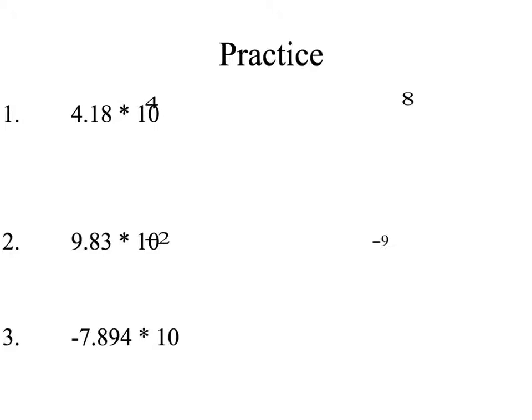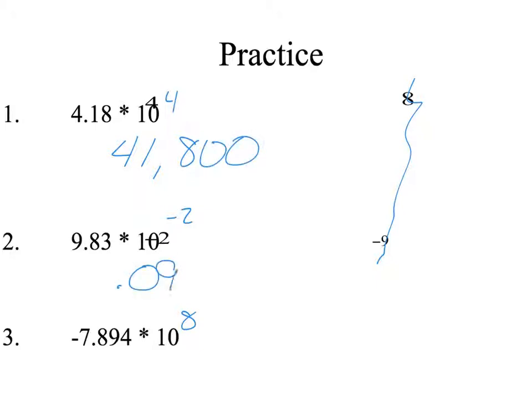Some for you to practice on, 4.81 times 10 to the 4th, 9.83 times 10 to the negative 2nd, and then this one's 10 to the 8th. This one should be 41,800. 2 should be 0.0983. And this one should be negative 789,400,000.